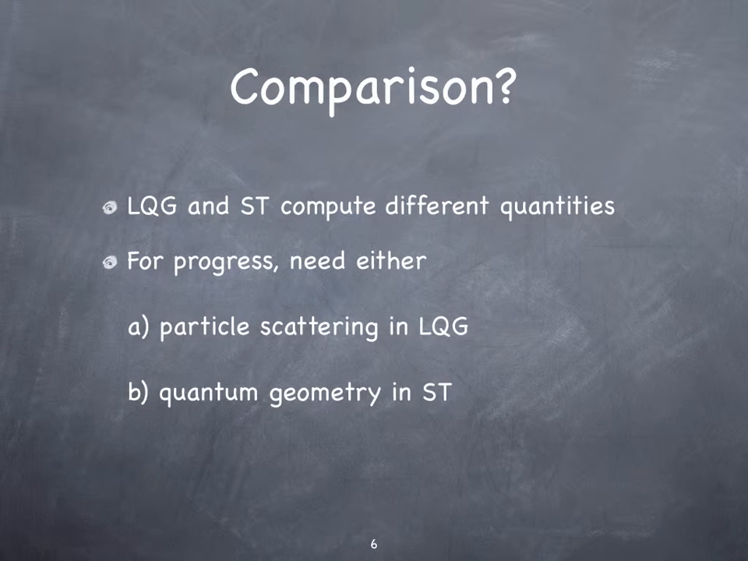So therefore, the theories compute two different quantities, and for progress, we either need to make some more progress in computing particle scattering in loop quantum gravity, or we need to make progress in computing the properties of quantum geometry in string theory. And now the point A, so far we have not made progress there. However, for point B, we can now use the AdS CFT correspondence, because this correspondence really provides you with computational tools to make some statement about the quantum geometry sector of a string theory, not by a computation within string theory, but by computations in the dual gauge theory.